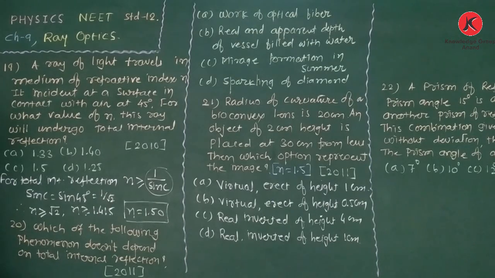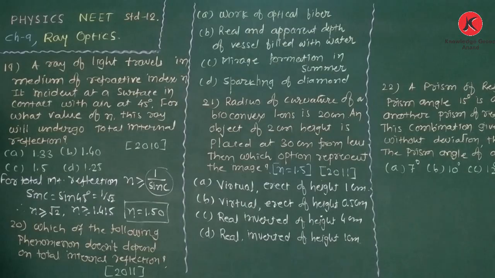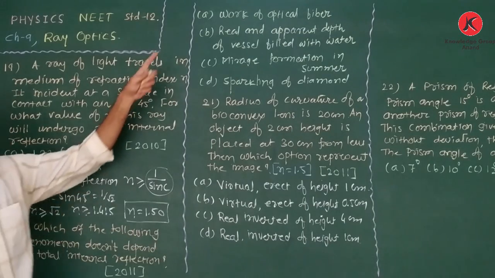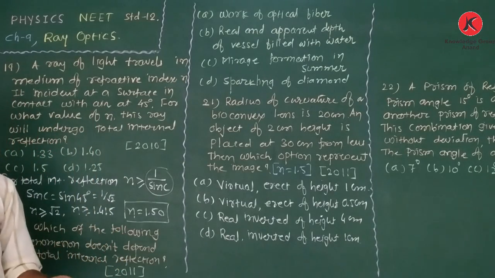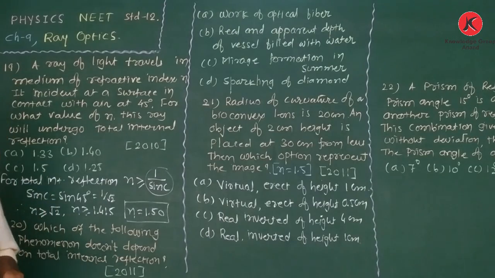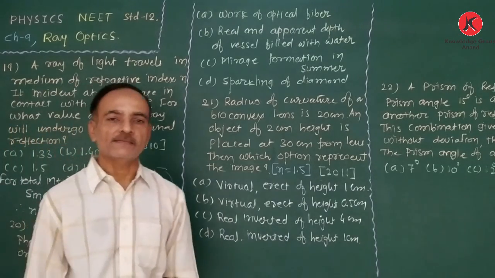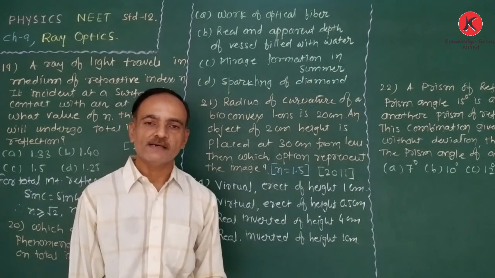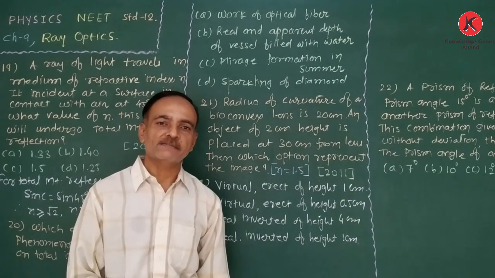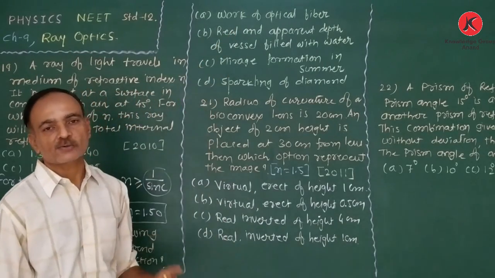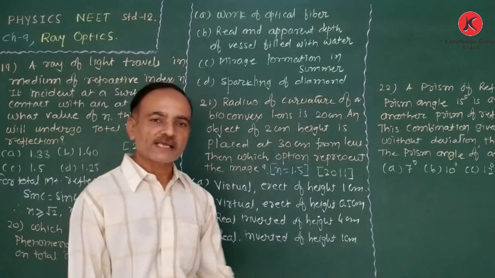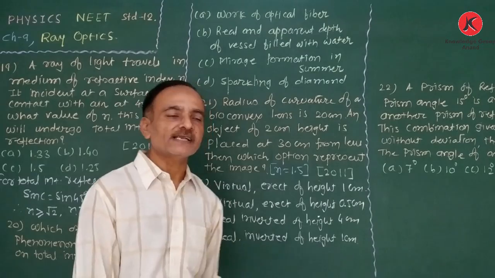Clear this? Okay. Now next, that depends on the theory. Which of the following phenomena does not depend on total internal reflection? That means here four phenomena are given. In which of the following phenomena does total internal reflection not take place? The first is given, wave of optical fiber. Already we discussed the optical fiber, how the electromagnetic waves pass through the optical fiber under the effect of total internal reflection. That means in an optical fiber the total internal reflection phenomenon takes place.